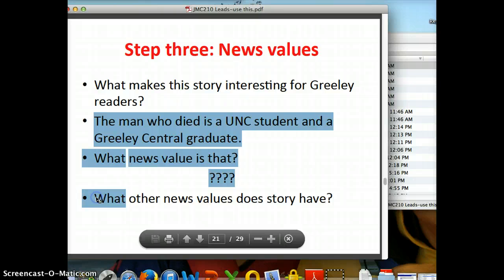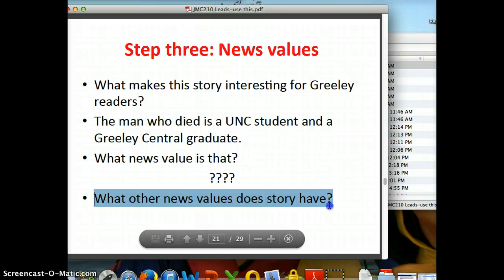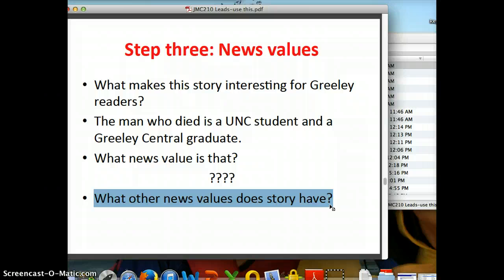So what other news values does this story have? What news values does it have? Does it have conflict? Yes, somebody died. When somebody dies, there's conflict. It could be he wasn't wearing a seatbelt, he was going too fast, it was raining, you know, anything like that. But anytime somebody dies, that's conflict.